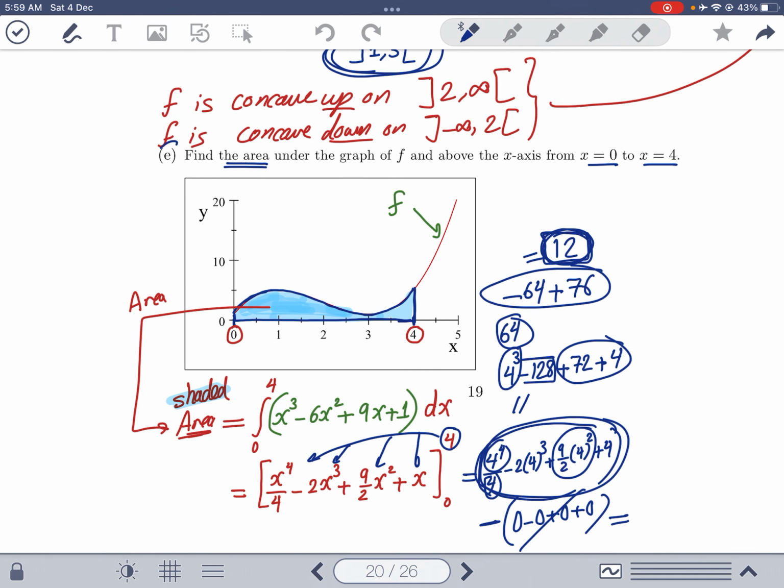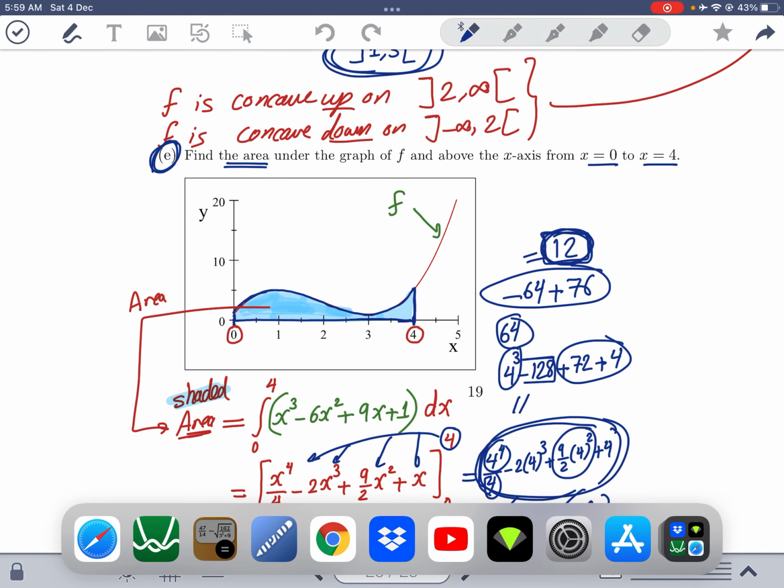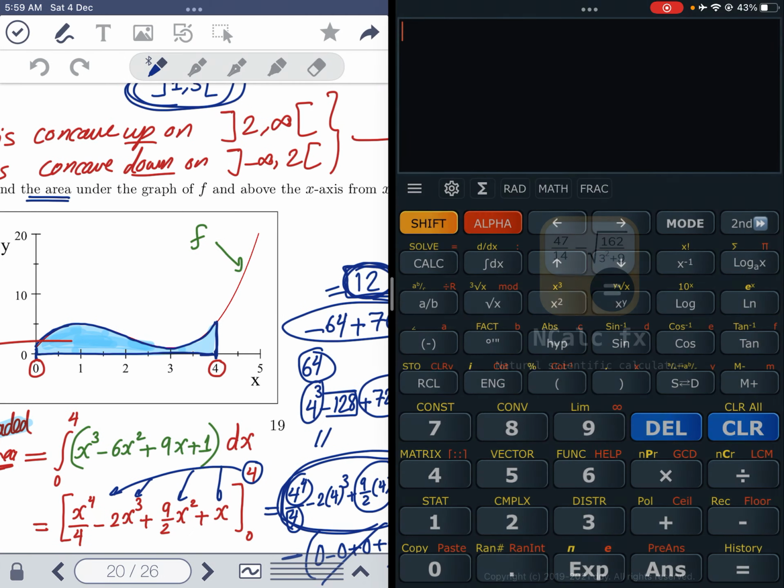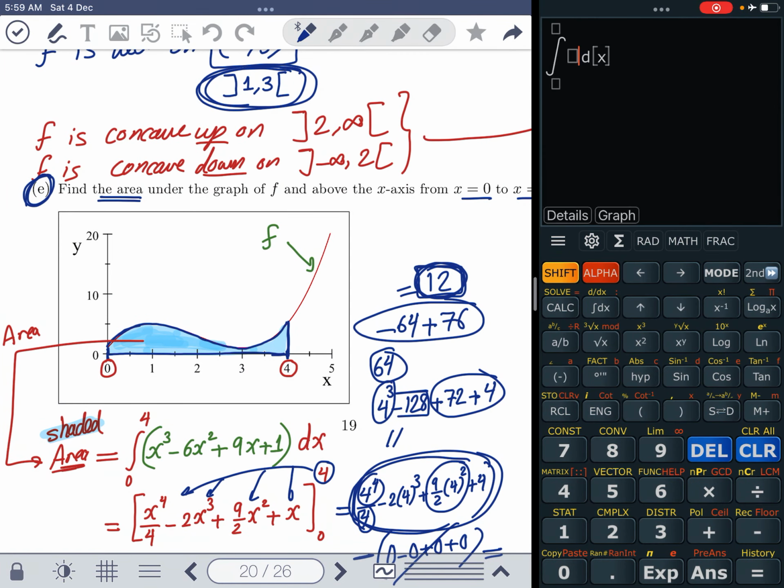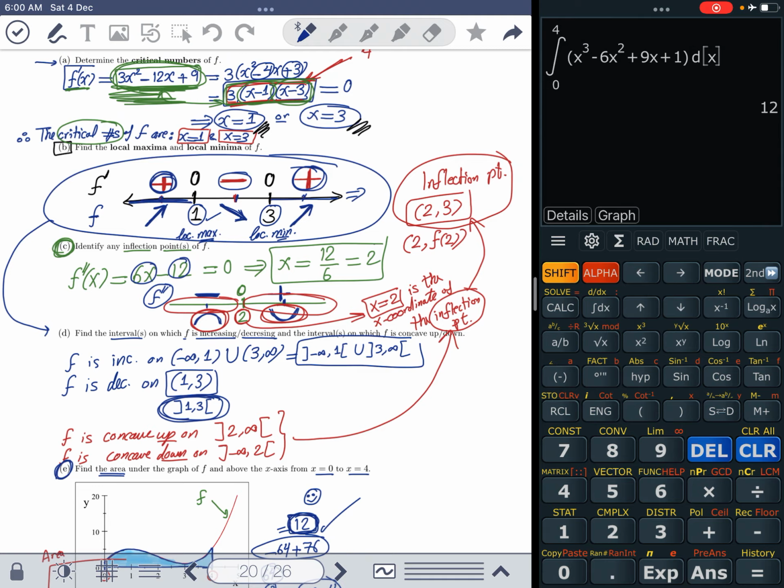Let's check this one first with the calculator. It's something you can do with your Casio calculator, because it's a definite integral. We want from 0 to 4 of this function. So we'll put the whole function here: x to the power 3, minus 6x squared, plus 9x, plus 1, equals 12. Perfect. So this is telling us this is the correct answer. The area is 12. And let's go to the other ones.